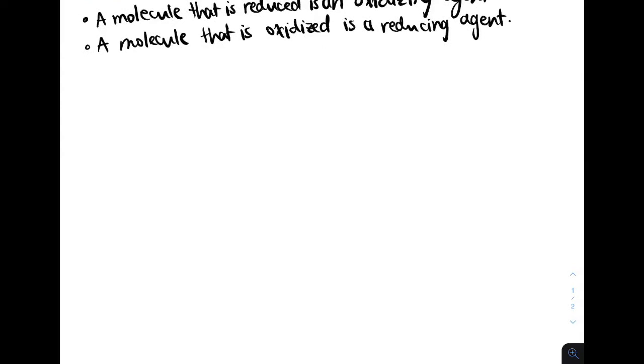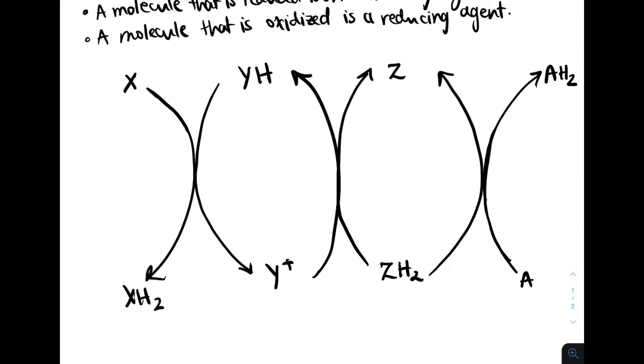So in this example, we have various molecules. X becomes XH2. Hydrogen ions are positively charged and electrons are negatively charged. So electrons accompany hydrogen ions. This means that when X gains 2 hydrogens, then it also gained 2 electrons. Thus, X has been reduced. And remember that reduction means gaining electrons.